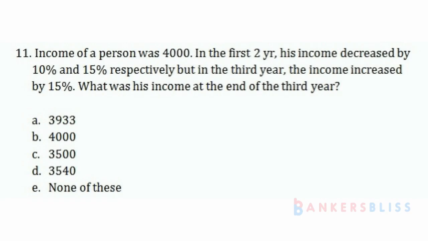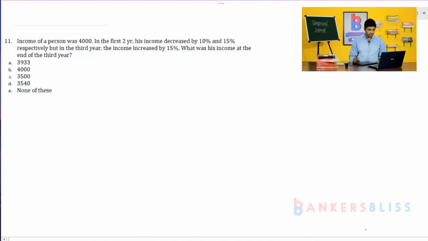The income of a person was 4,000. In the first 2 years, his income decreased by 10% and 15% respectively, but in the third year, the income increased by 15%. What was his income at the end of the third year? So you can use the concept method, and here you can use the modified formula method also. Let me show you both methods of how to solve. Let me solve through the concept method.